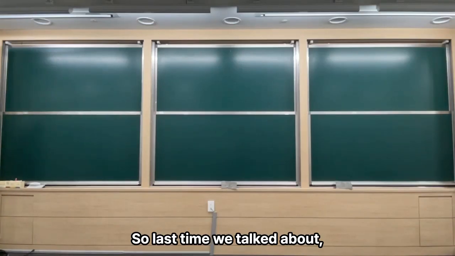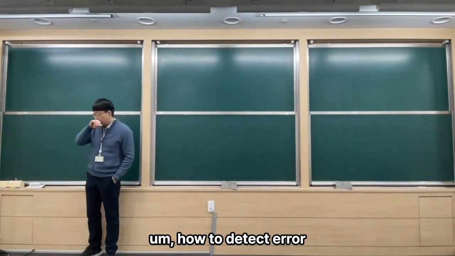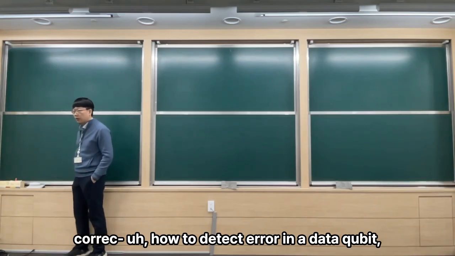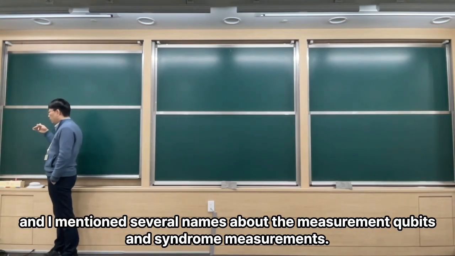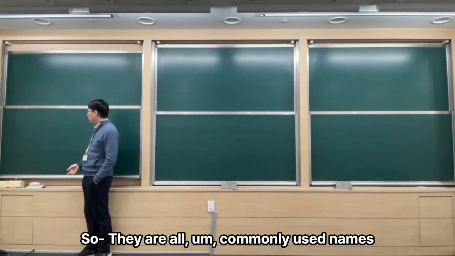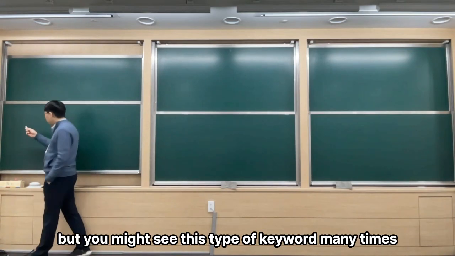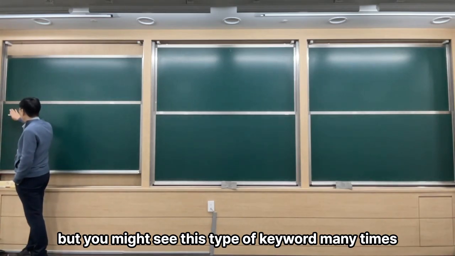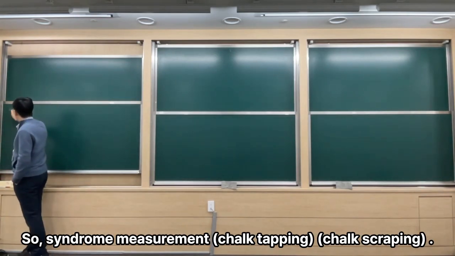So last time we talked about how to detect error in a data qubit, and I mentioned several names about the measurement qubits and syndrome measurements. They are all commonly used names, but you might see this type of keyword many times if you search for quantum error correction. So, syndrome measurement.